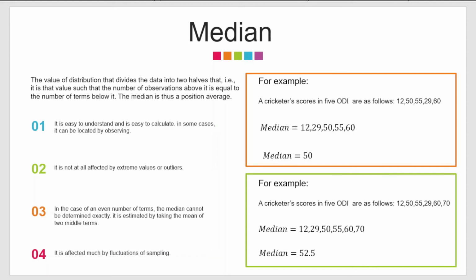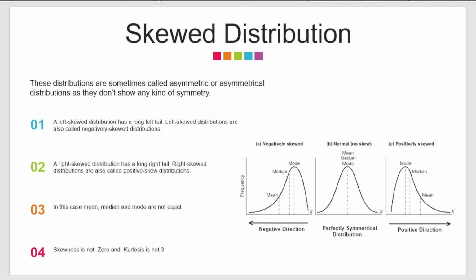So now let's understand what is skewed distribution. These distributions look very similar to normal distribution, but they are asymmetric in nature. That is, the two halves are not mirror images of each other. And in the picture we can see three images. The first one is left skewed or negatively skewed distribution. That is because there is a long tail in the negative direction on the number line.